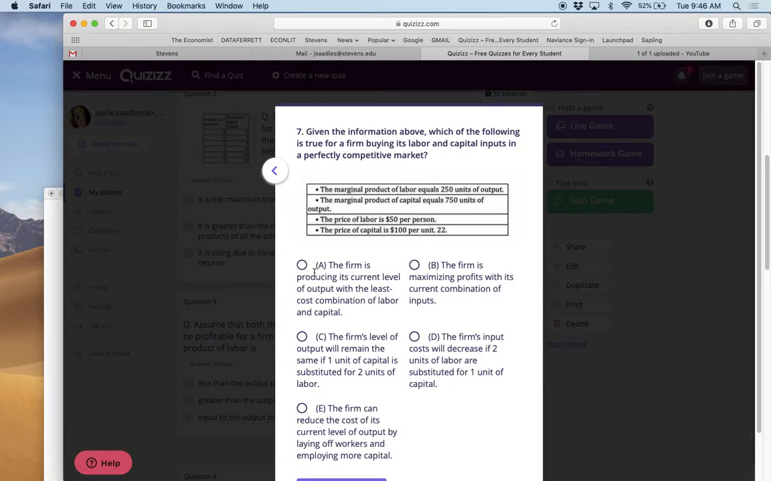So the firm is currently producing its current level of output with the least cost combination. No, it could do better by hiring fewer workers and switching to machines. The firm's level of output will remain the same if 1 unit of capital is substituted for 2 units of labor. We don't even have enough information to be able to tell that. The firm can reduce the cost of its current level of output by laying off workers and employing more capital. That's the answer. I hope you find that helpful.